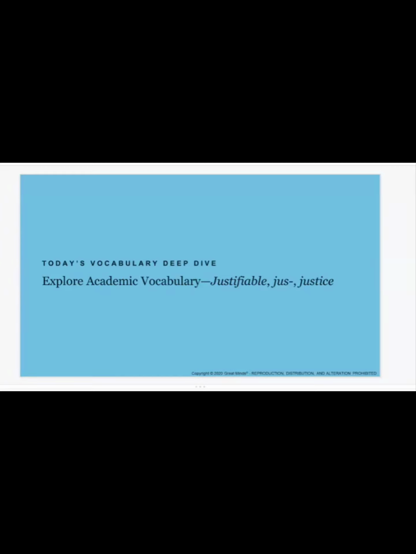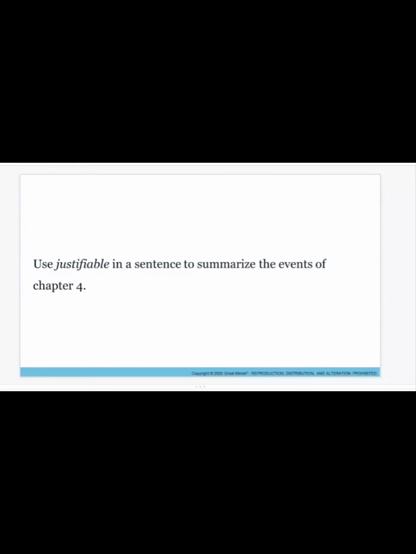Now moving on to our vocabulary deep dive. We're going to be looking at the word justifiable, the morpheme just, and the word justice. So use justifiable in a sentence to summarize the events of chapter 4. The word just is a morpheme and it means right or law. And the word justice means fairness, equality, or moral righteousness, or the fulfillment of the law. So if something is just, that means that it is right. If something is justice, that means that you're getting justice.